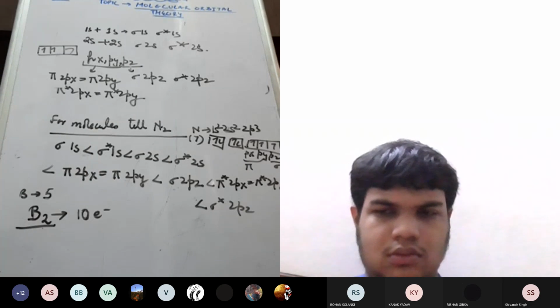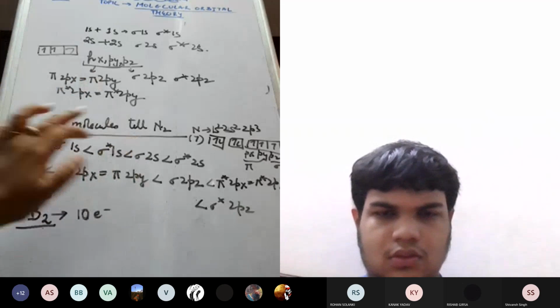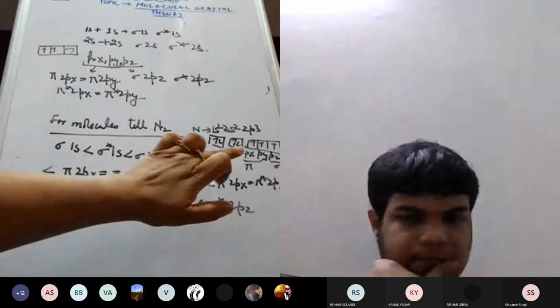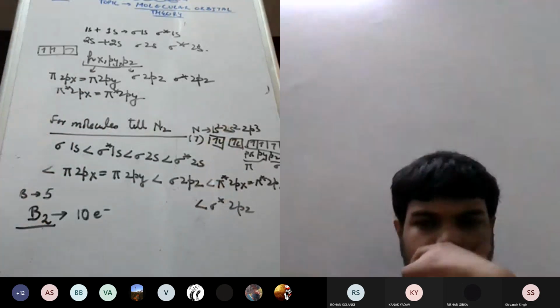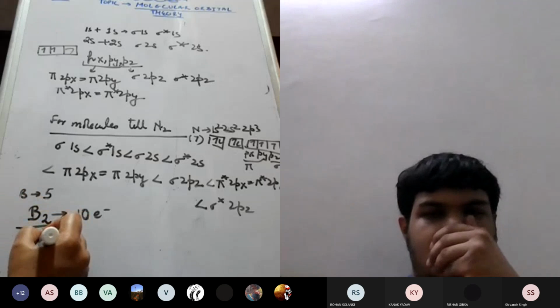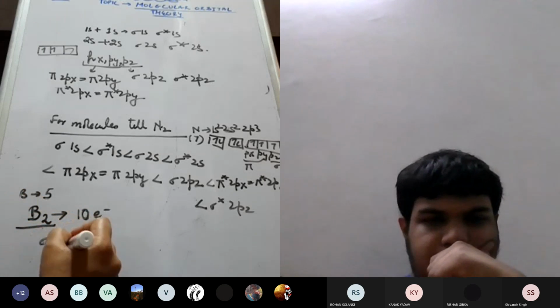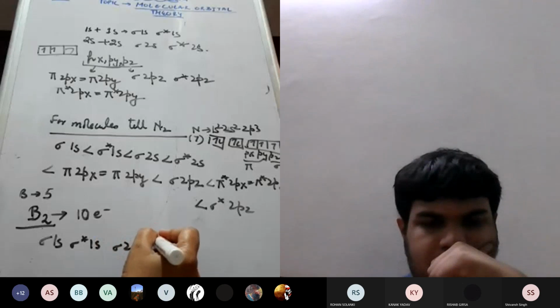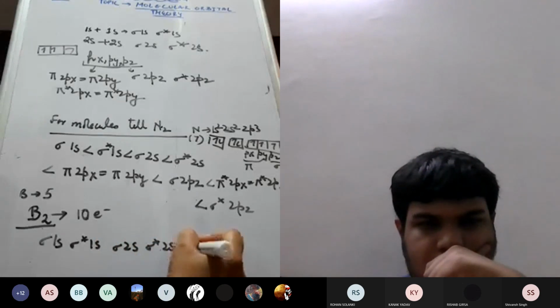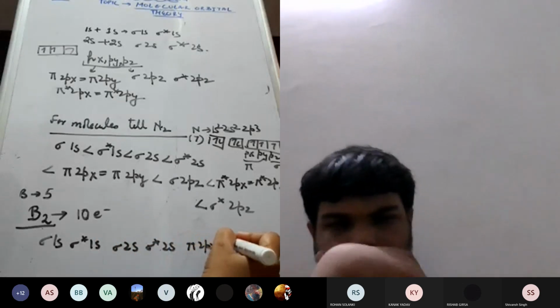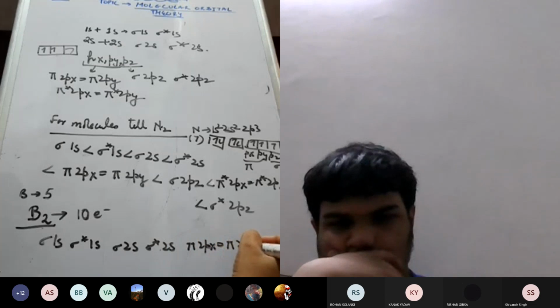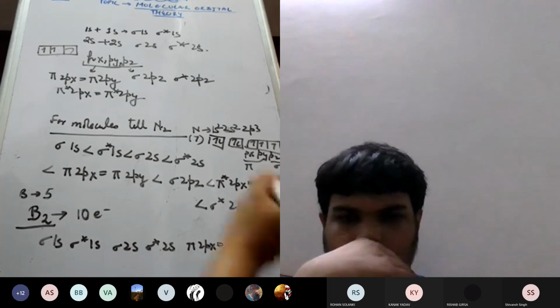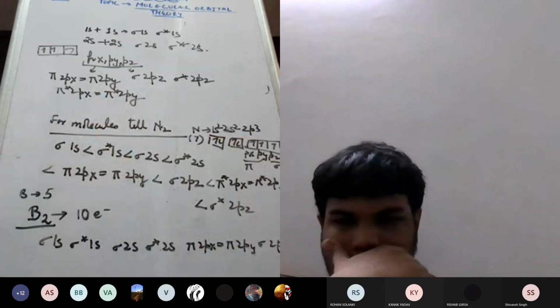Okay, next. Lakshmi, now you start telling me there are 10 electrons and this is the configuration. How will we start writing? First the electrons go into 1s, then anti-bonding 1s, then 2s, then anti-bonding 2s, then pi 2px equal to pi 2py. These two have the same energy, then sigma 2pz and so on. Lakshmi, can you start telling the configuration now?